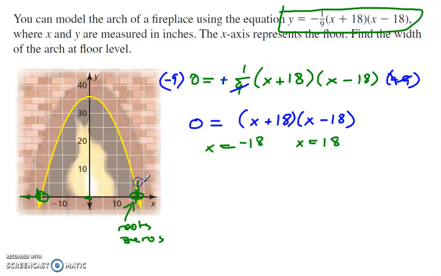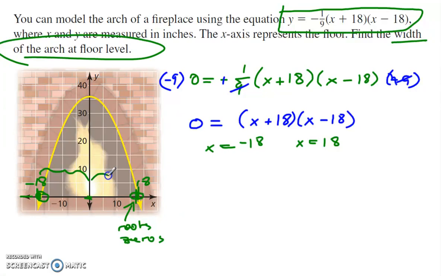So this point right there is 18, and this is negative 18. Now, that's not the question. The question is, what's the width of the arch? From negative 18 to positive 18, that's 18 units on this side and 18 units on this side. So you can either add 18 plus 18, or you could say that's the absolute value of negative 18 minus 18, the difference of those two values, and that is 36. So there you have it.